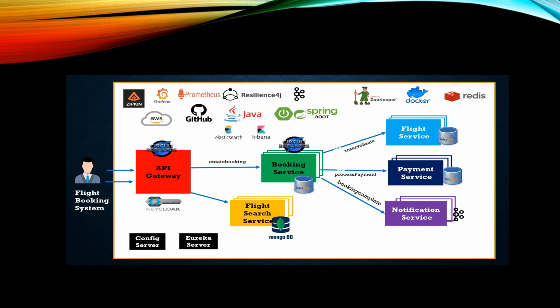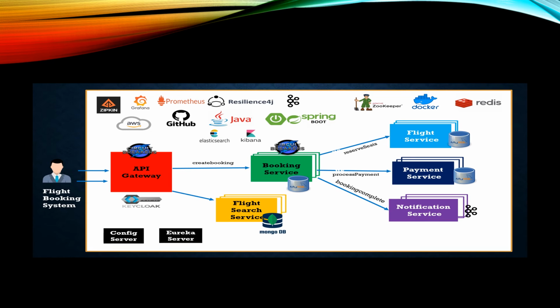We have been seeing this diagram in several of our videos, where our flight booking system is composed of several services like booking service, flight search service, payment service and notification service, right? These services are tied together through an API gateway, which acts as a single entry point for the front end, directing client requests to appropriate services. The Eureka server is a service registry that enables these services to discover each other.